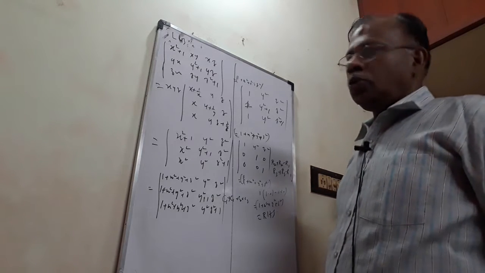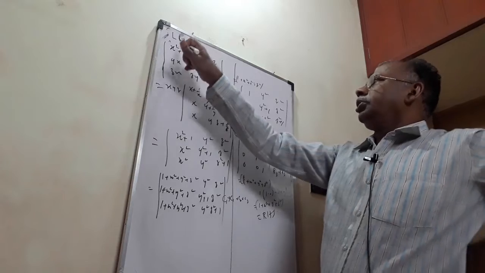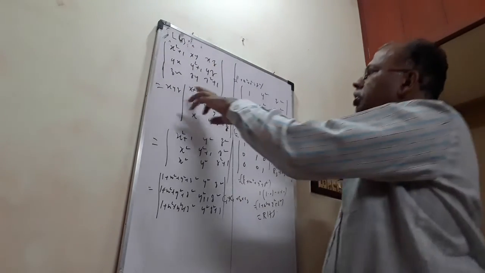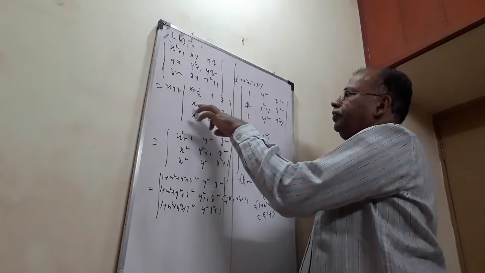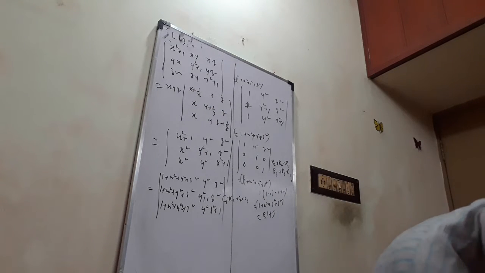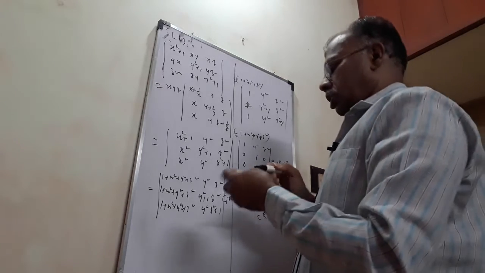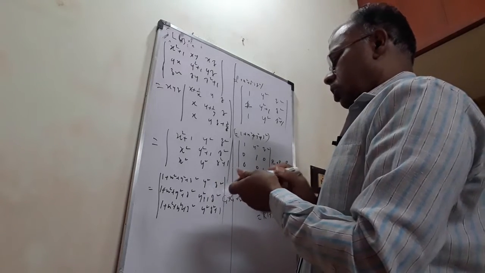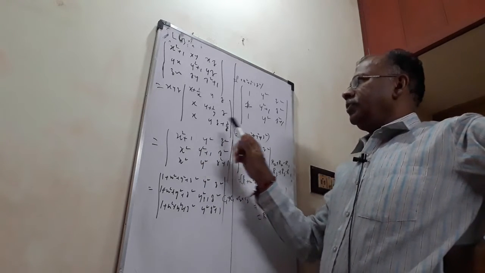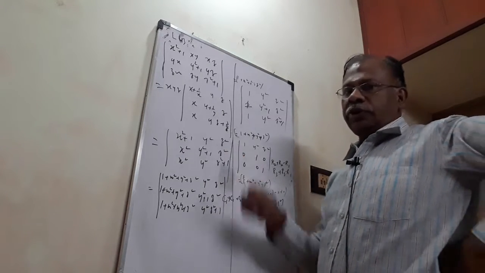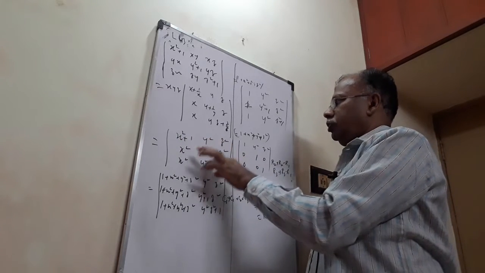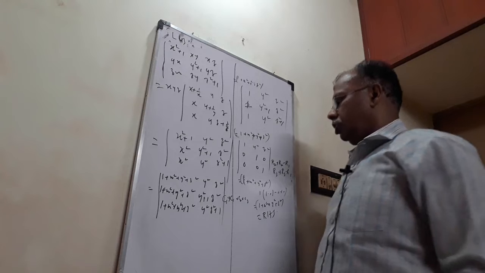Let me explain the whole lot. Take x, y, z as common from R1, R2, R3. x plus 1 by x, y, z. x, y plus 1 by y, z. Then here x, y, z plus 1 by z. Multiply x, y, z with C1, C2, C3 now. x square plus 1, x square, y square plus 1, y square, z square, z square, z square plus 1.